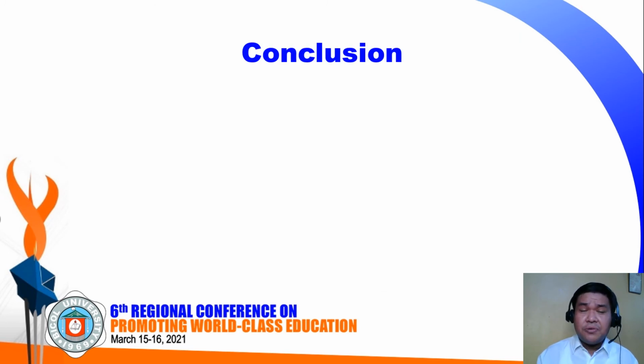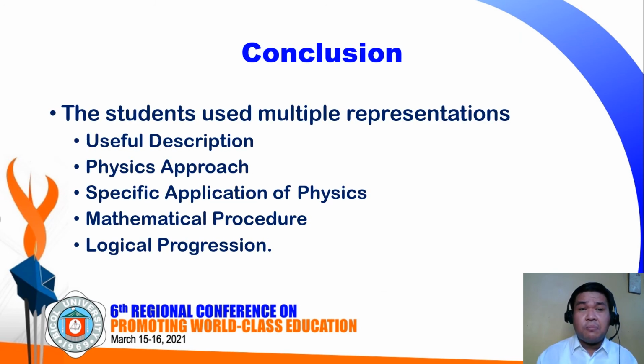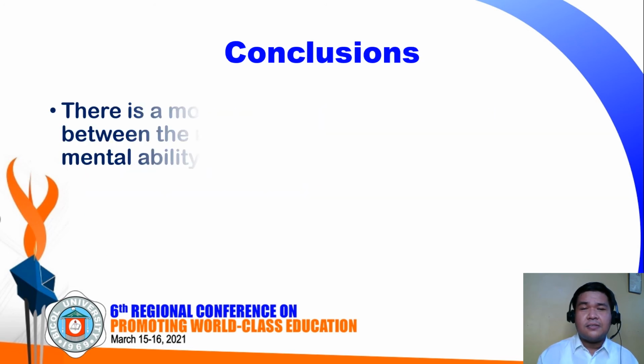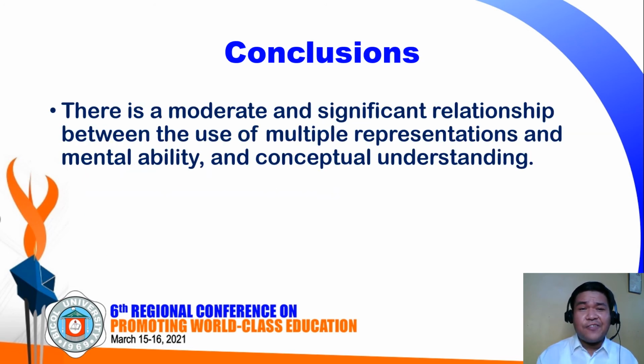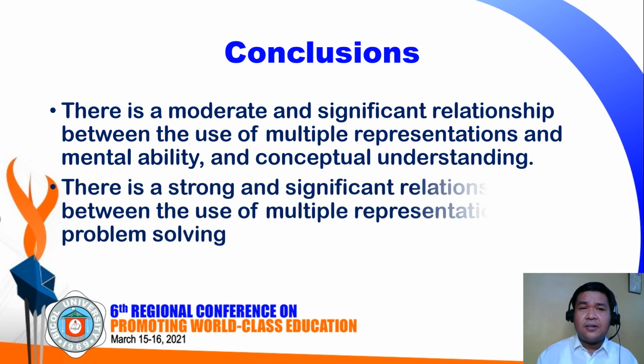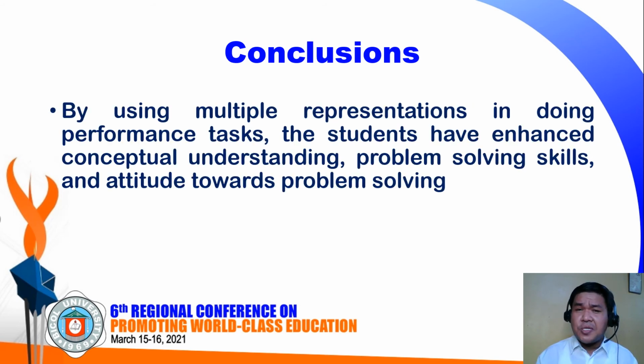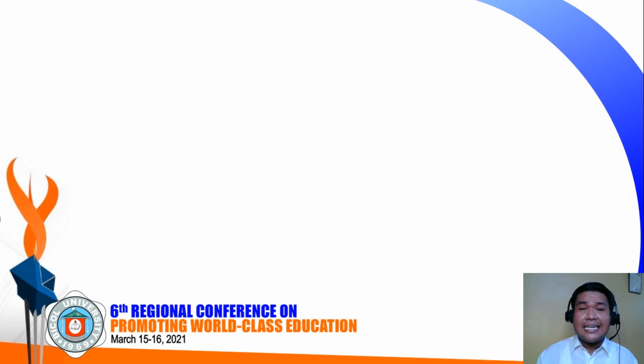Now, to conclude, the students used multiple representations. There is a moderate and significant relationship between the use of multiple representations and mental ability and conceptual understanding. On the other hand, there is a strong and significant relationship between the use of multiple representations and problem solving. By using multiple representations in doing the performance tasks, the students have enhanced their conceptual understanding, problem-solving skills, and attitude towards problem solving.